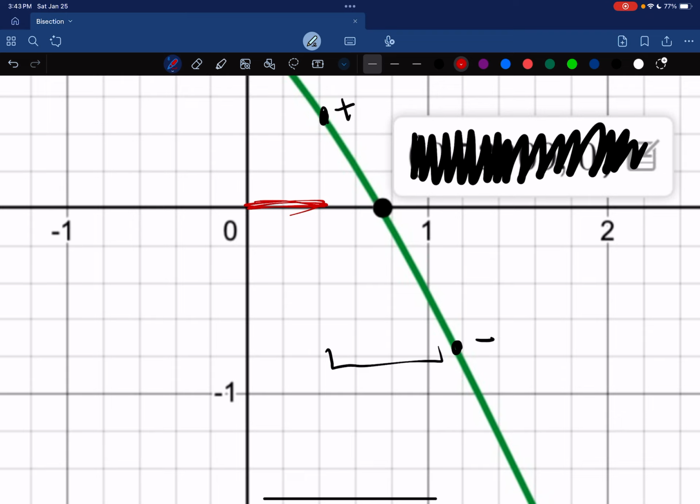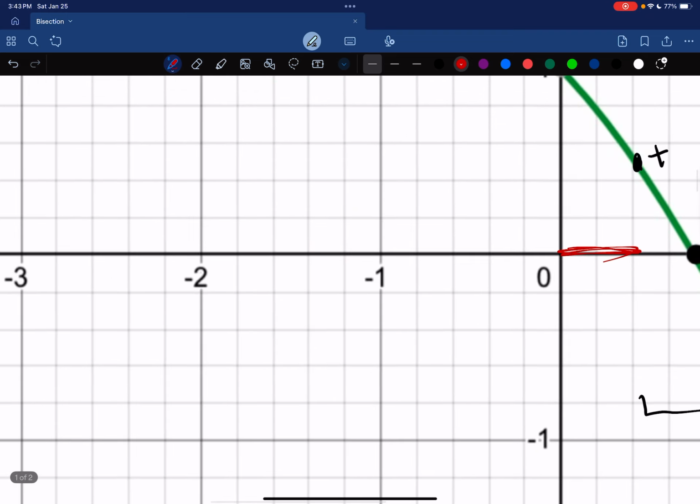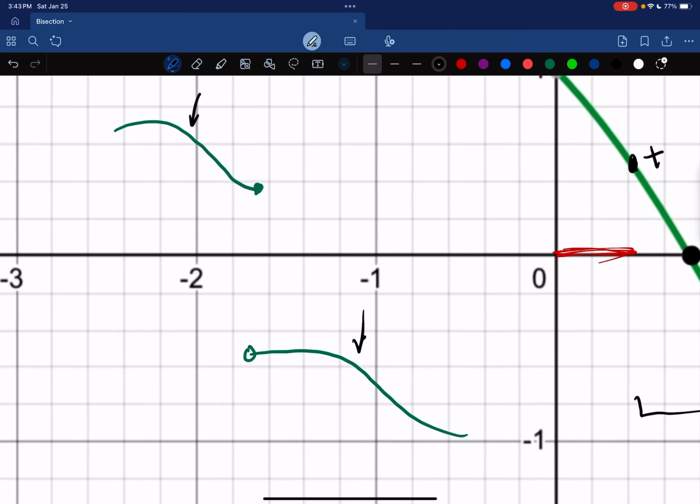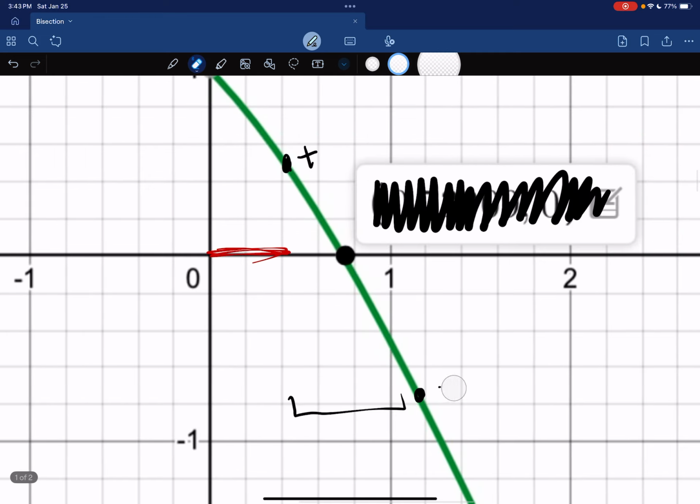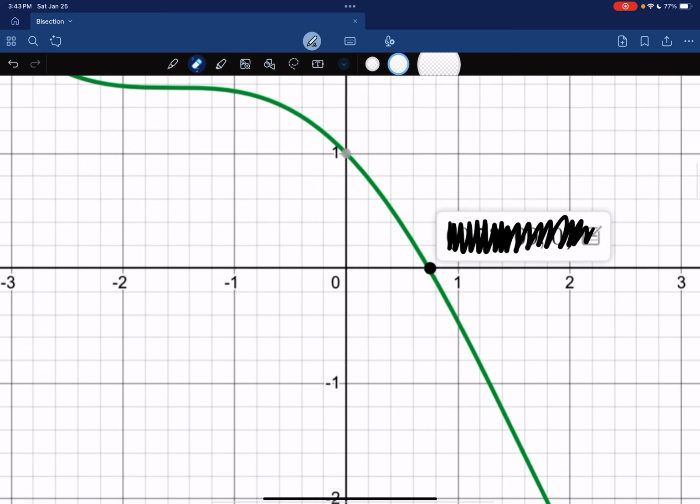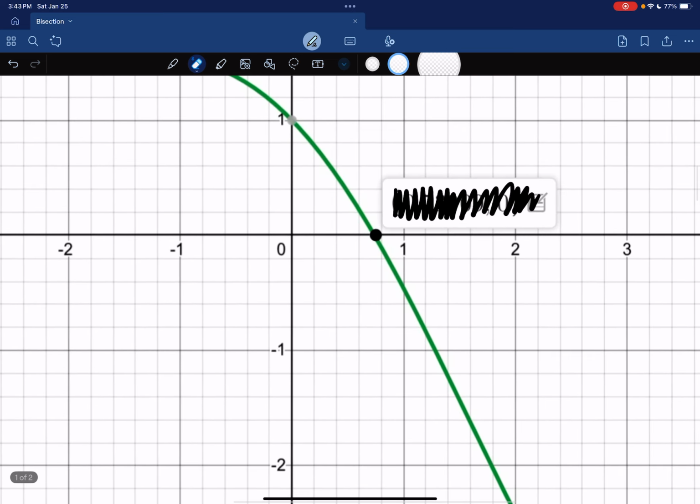Unless this is not continuous. For example, if I have a function that goes like this and continues right here. So let's say this is a point here, and this is an empty point. Then if you choose a point here, and you choose a point here, now this is positive and negative. However, there is no root. This is why one of the rules for bisection is that the function doesn't have to be continuous everywhere, but in between the interval, it must be continuous. So whatever interval you choose, it has to be continuous.